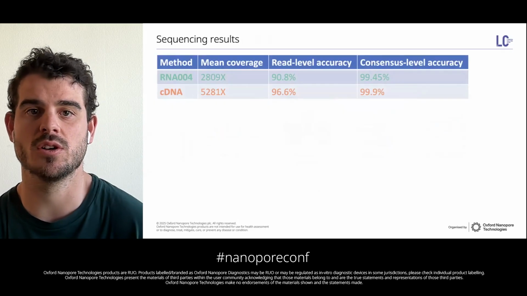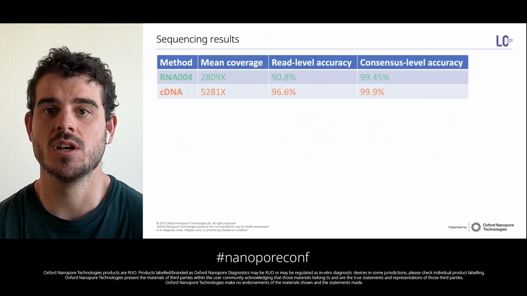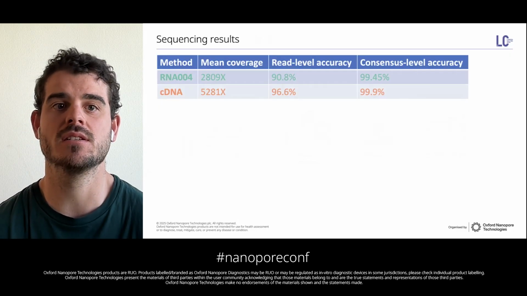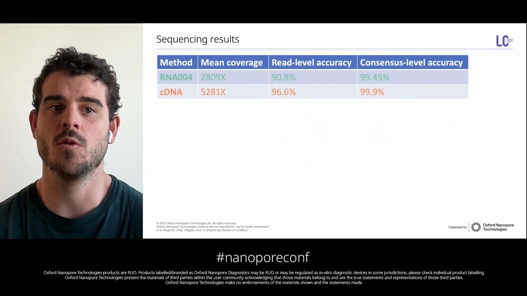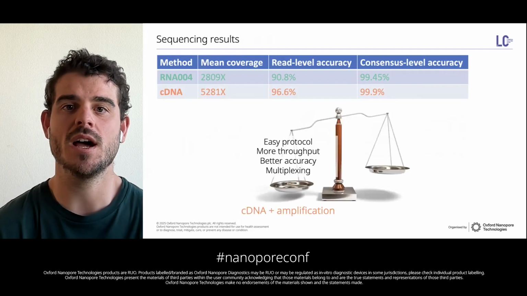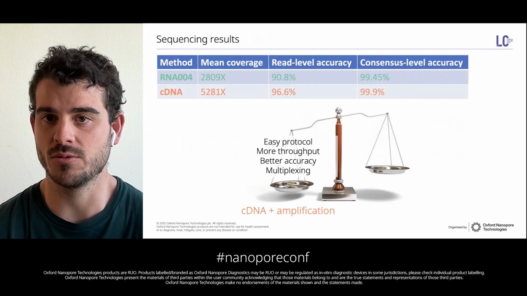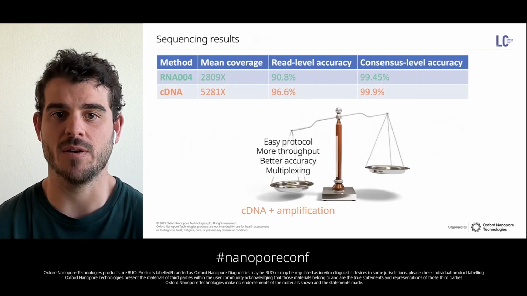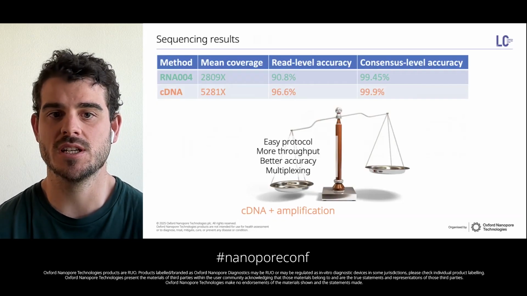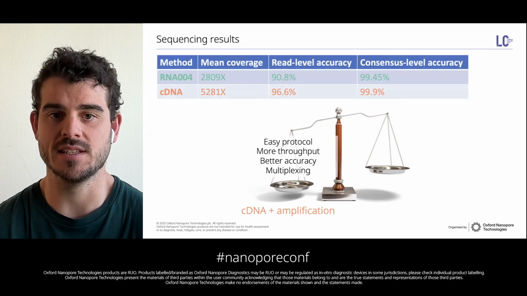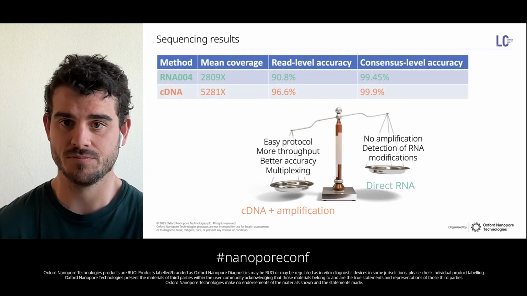These are the first results of this work, where we show that both approaches work really well, but there is slightly better coverage, better read and consensus level accuracy with the cDNA approach. That's why we still suggest that it is better to use this kind of approach for low concentrated samples. Also, it offers an easier protocol with more throughput, better accuracy, and also the multiplexing option. That means using more than one sample in the same sequencing run.